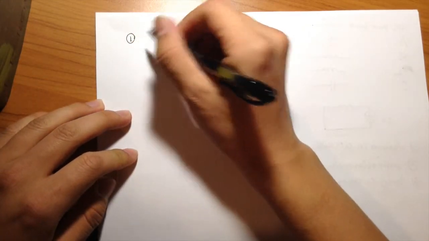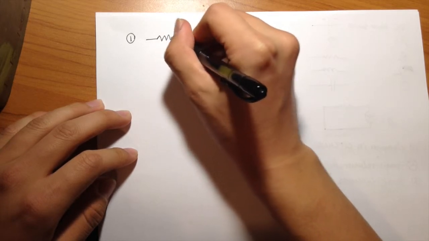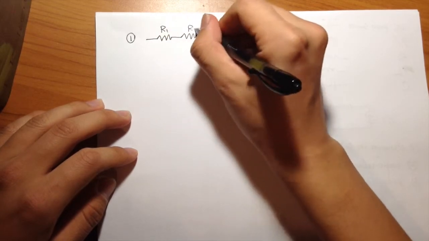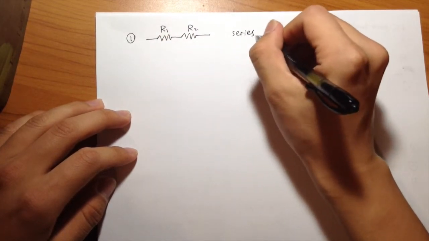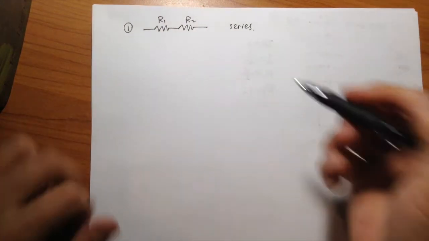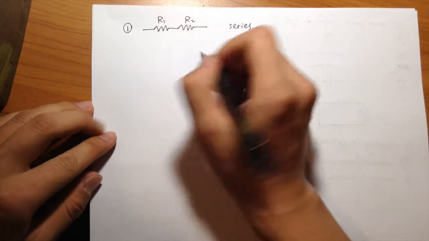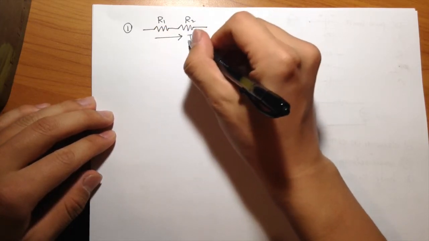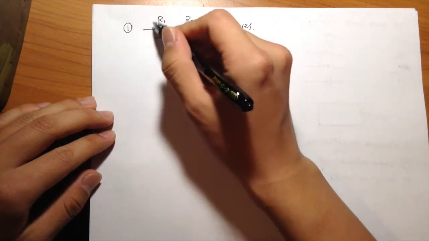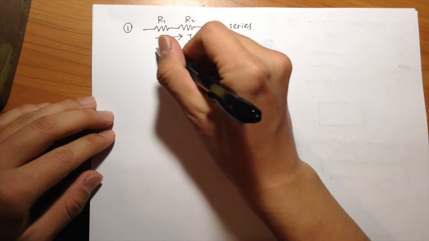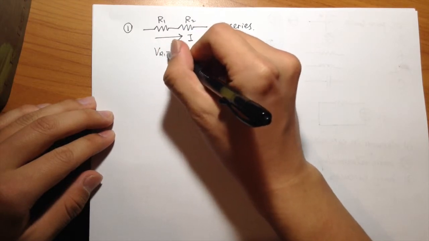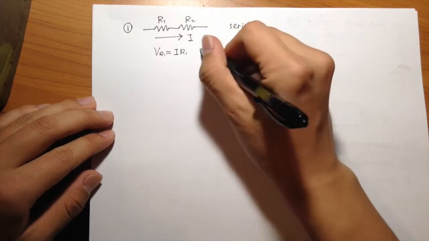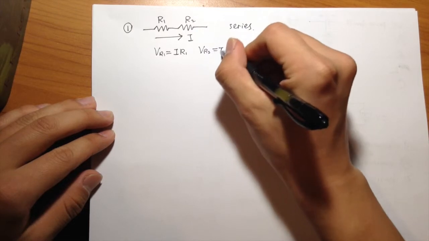So first we have resistors in series. Let's call this R1, the other one R2. This is resistors in series. When you connect resistors like this, you have a voltage divider, because the current going through both resistors would be the same. Let's call it I. And the voltage across R1 would just be VR1 equals I R1, and the voltage across R2 would just be VR2 equals I R2.